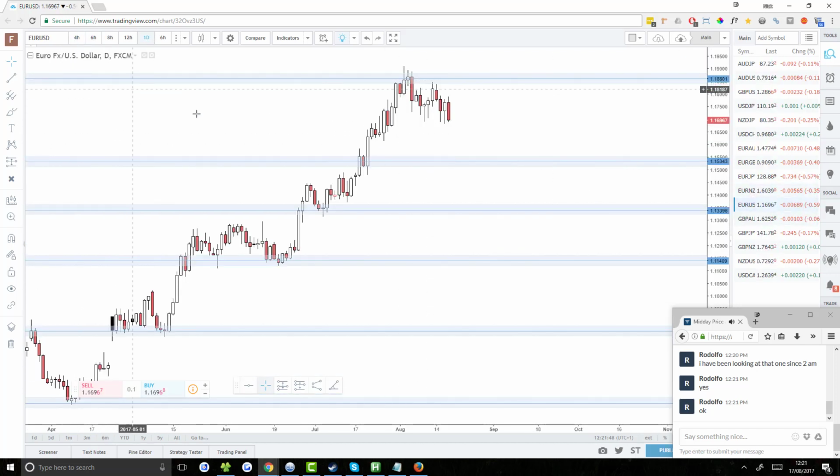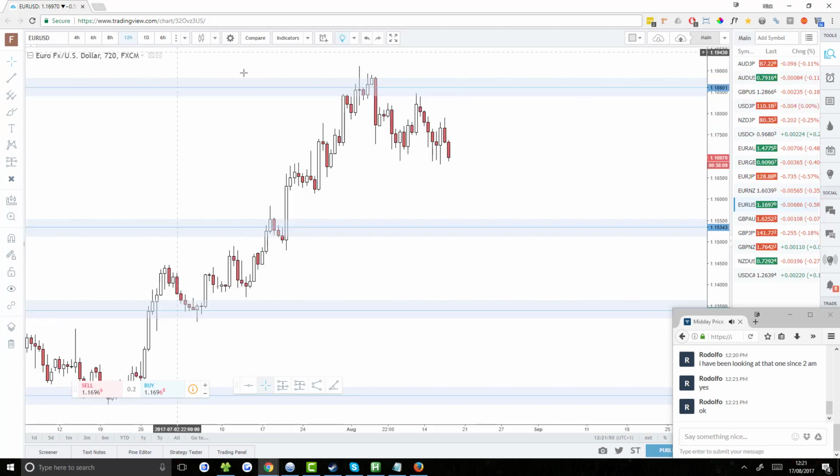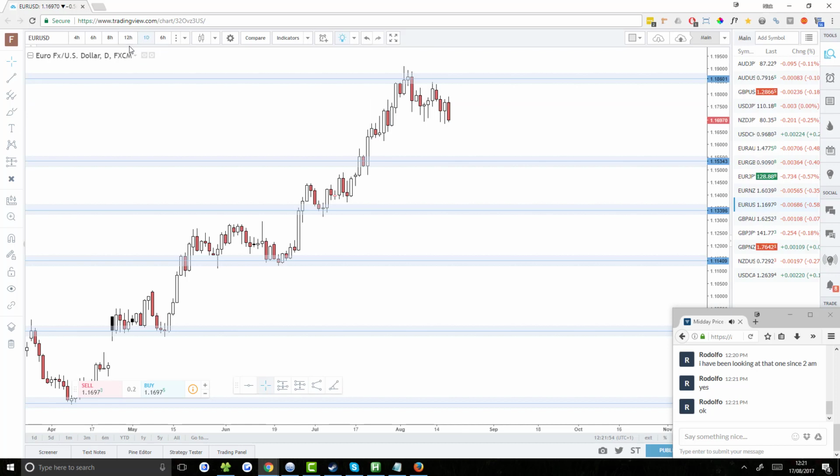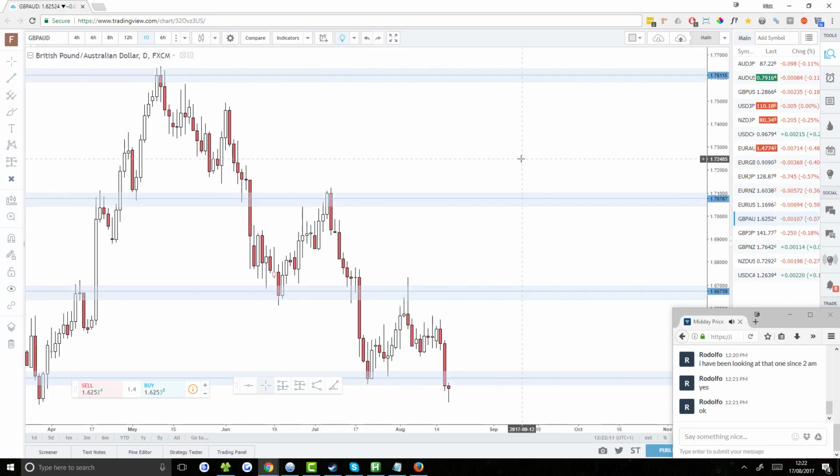Euro USD is still reversing, still headed down. It's been doing this for a while. It just hasn't really made much of a move. Is anyone still short on this one? No one's typing, so I'm going to assume that's a no.